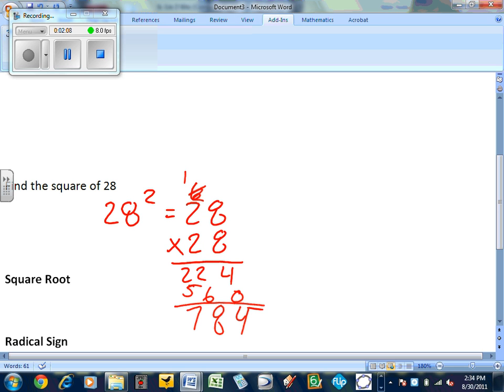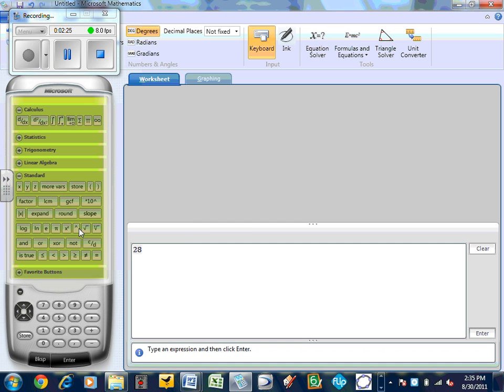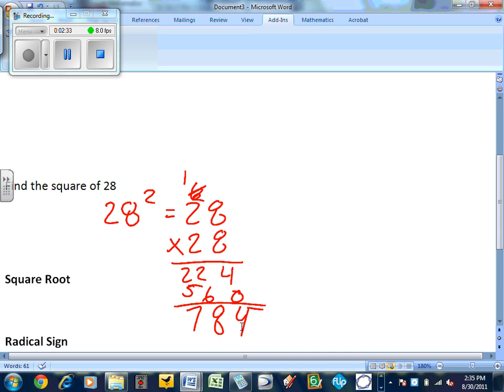We could also do it using a calculator. And when we square something on a calculator, we can just use the caret key, is what it's called. This is called a caret key. Square something and hit enter. And when you square 28, we get 784. That's good because I got that right.